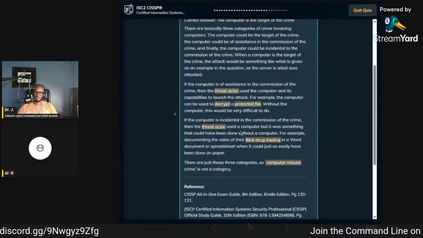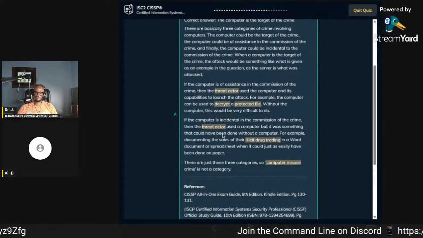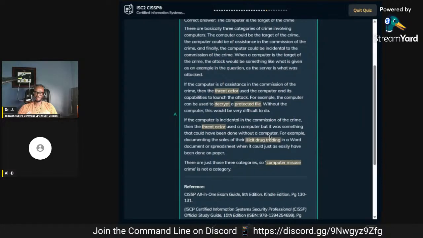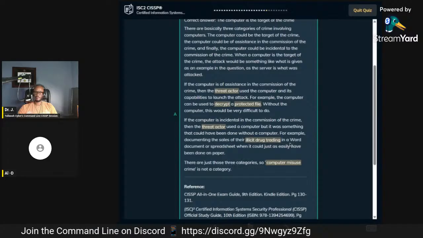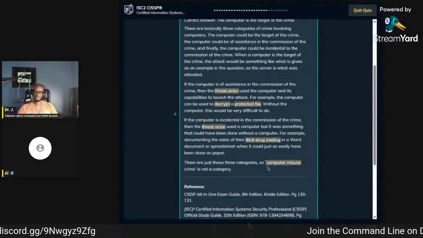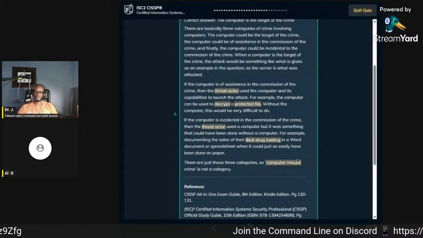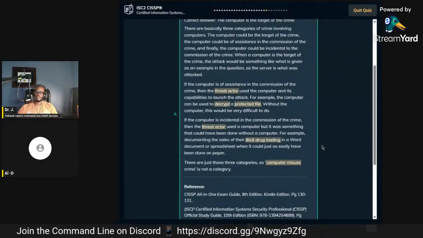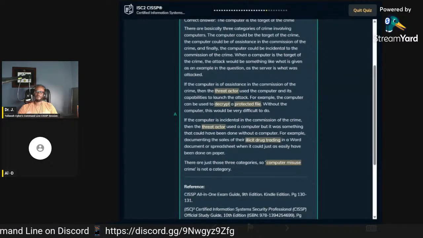If the computer is incidental in the commission of a crime, then the threat actor used the computer, but it was something that could have been done without a computer. Okay, so for example, document the sales of illicit drug trading in a Word document or spreadsheet when it could easily just have been done on paper. Well, I got it. Computer misuse wasn't in that. Okay.